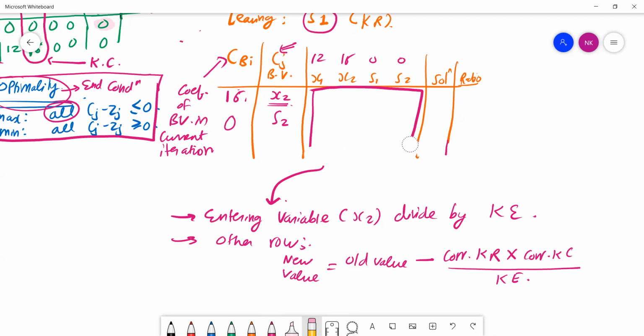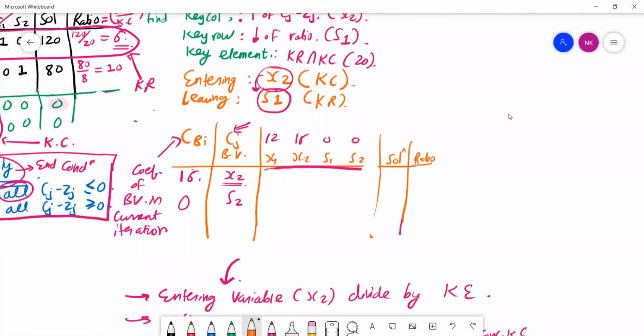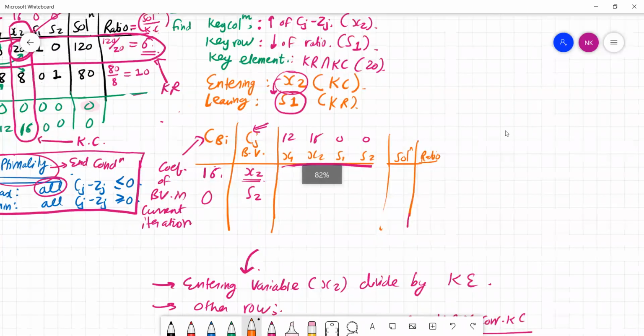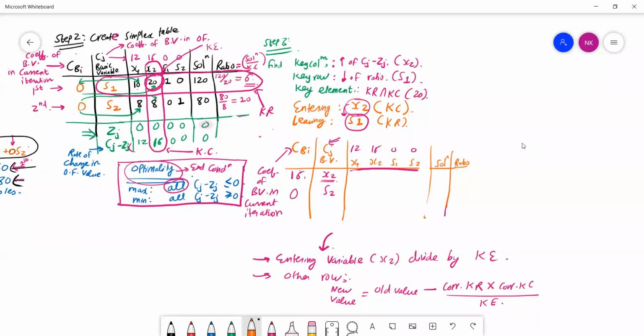Let's quickly, within 1 minute, fill up this table, so that we can at least have this table completed. So now quickly move to the table that we have drawn in our previous iteration. This is the table that we have drawn. Over here we have 10, 20, 1 and 0 in this first row. And this first row is being replaced by this entering variable, that is X2.